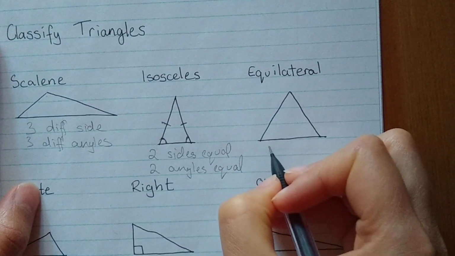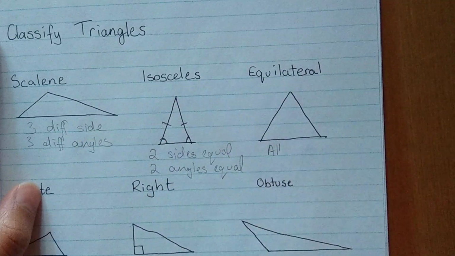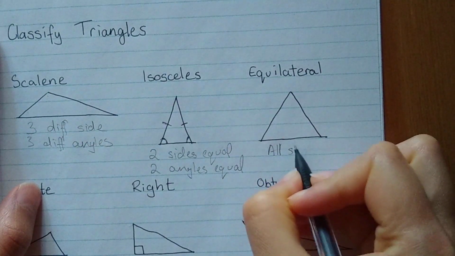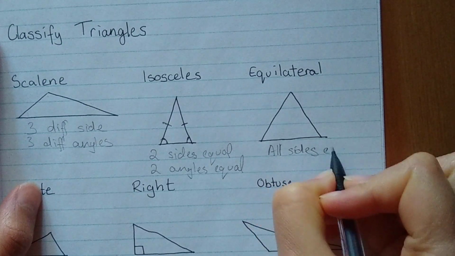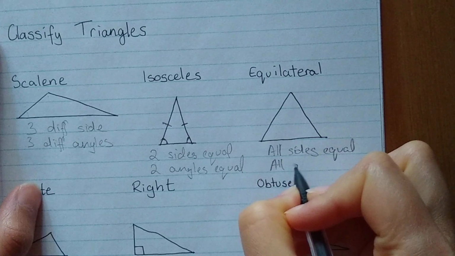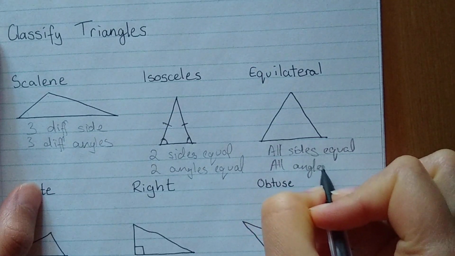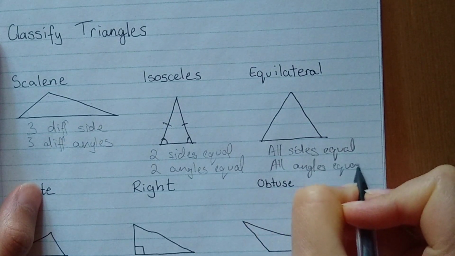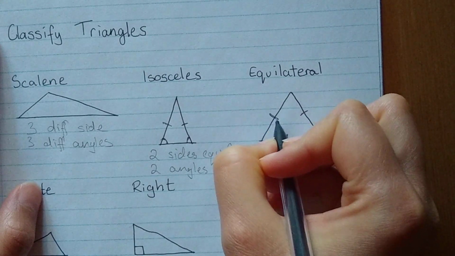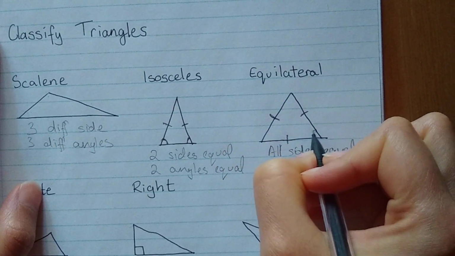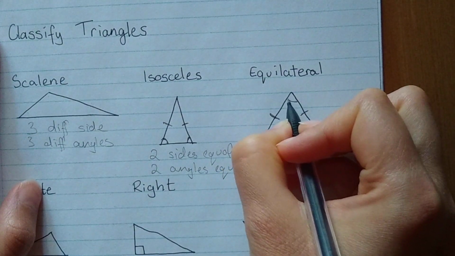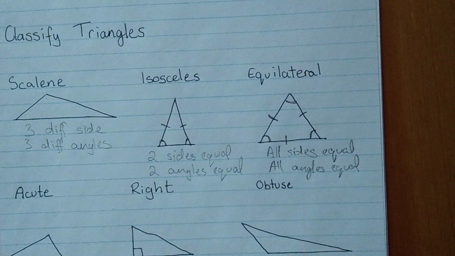For equilateral, all sides equal and all angles equal. So the length of this side equals the length of this side equals the length of this side, and this angle equals this angle equals this angle.